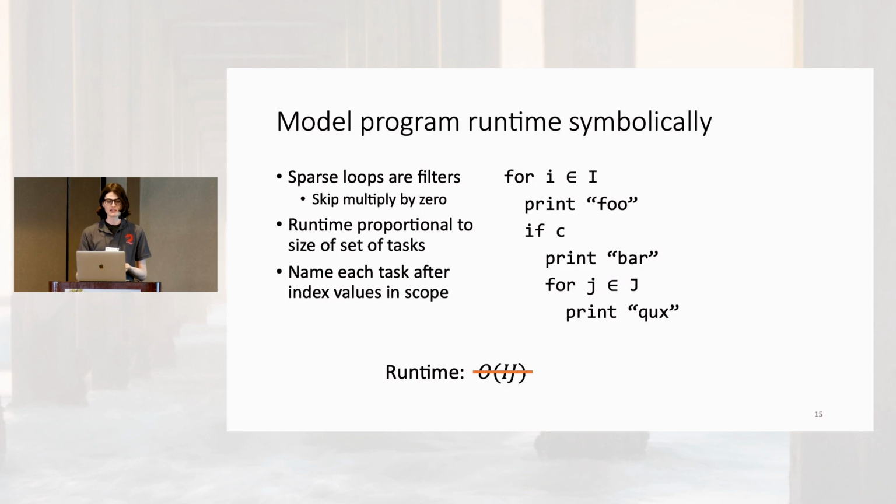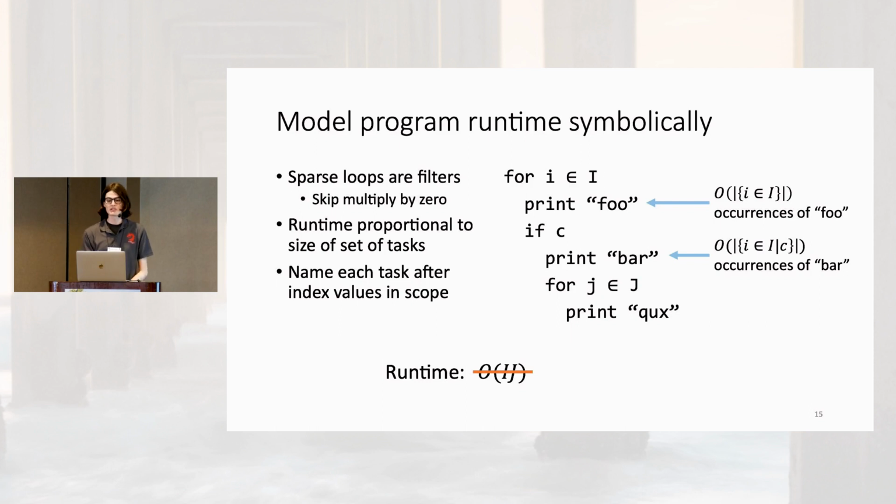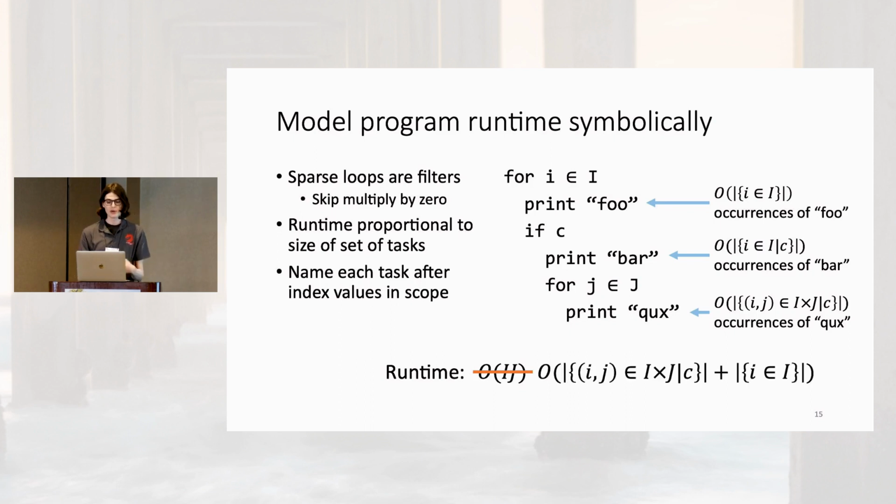So if we wanted to precisely characterize the runtime of this kernel, we'd say that this foo is printed once for every element in I. Bar would be printed once for every element in I where C is true, and then quux would be printed once for every I and j where C is true. And so we can combine all of these into one big runtime, and we get a much more precise representation of the work that this kernel does. And throughout the rest of the talk, we'll use kind of a simplified version of this.